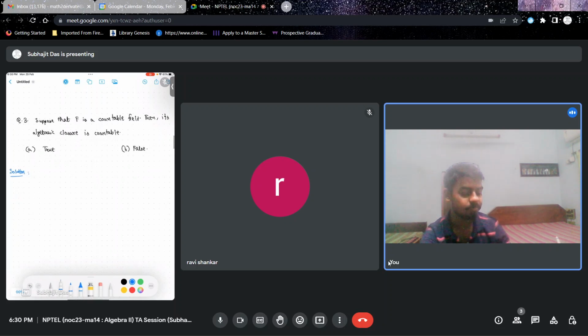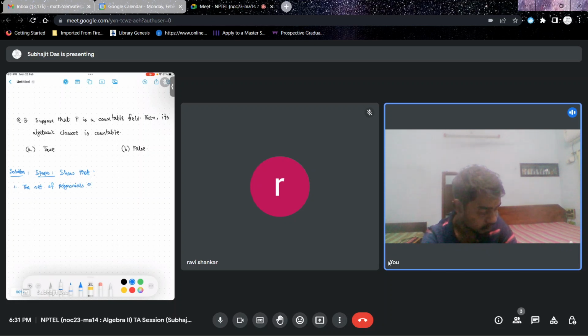So what is the idea? The idea is very simple. I'll just give you the steps, you complete them. So step 1: show that the set of polynomials over Q of degree less than or equal to n is countable. Let's call this set Pn. So what is Pn? Pn is the set of all polynomials with coefficients in Q which have degree less than or equal to n.